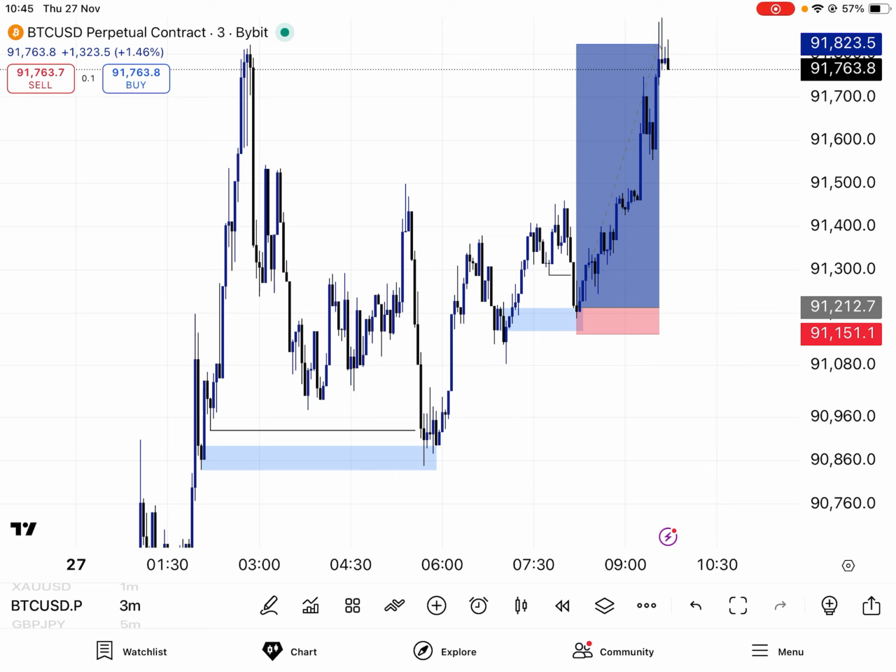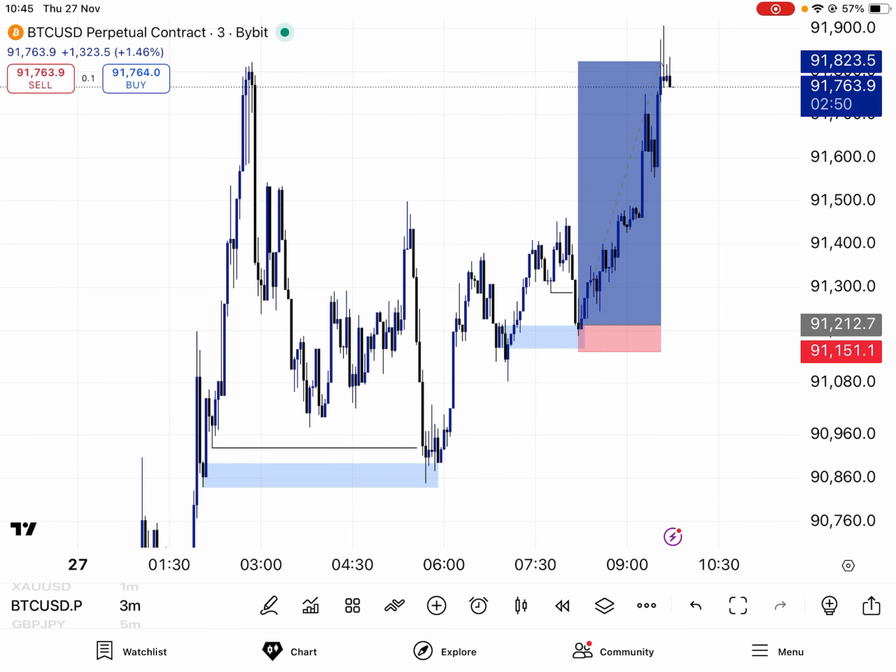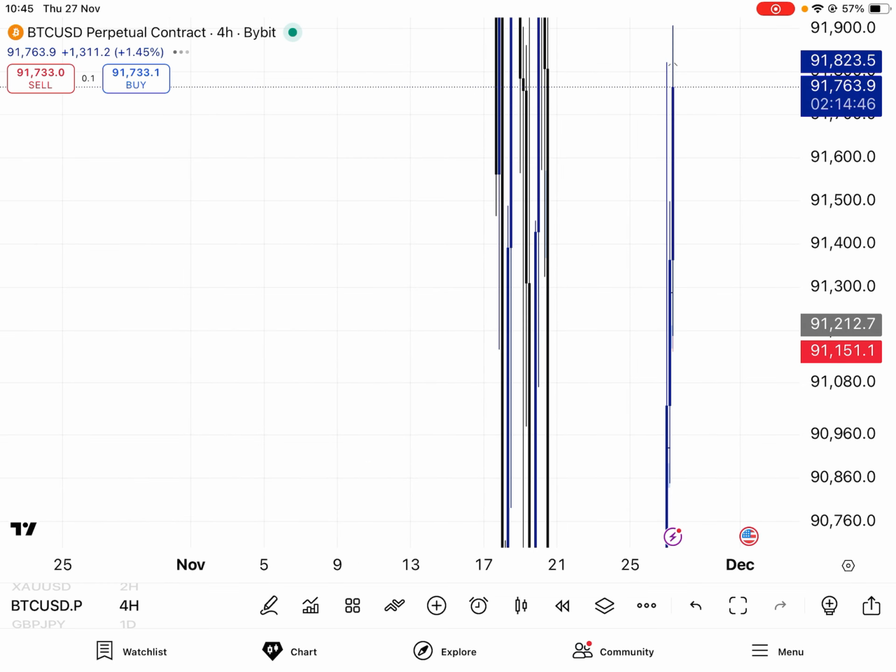Good day, guys. So this will just be a quick recap on how I cut my entries on BTC. Starting off, I like to start with my bias. So let's start from the 4 hours time frame that I was looking at before I started buying.